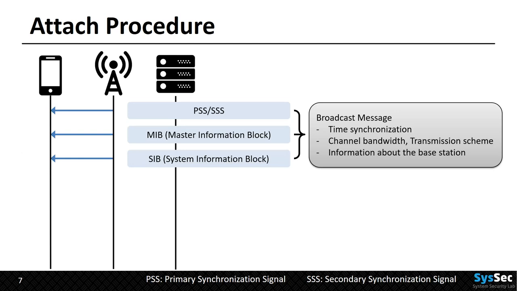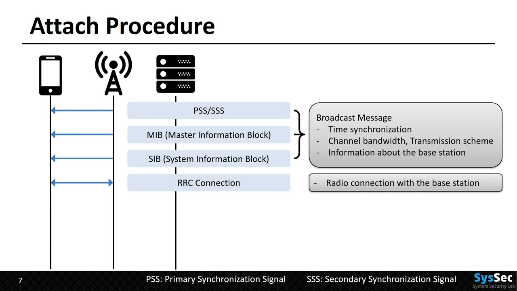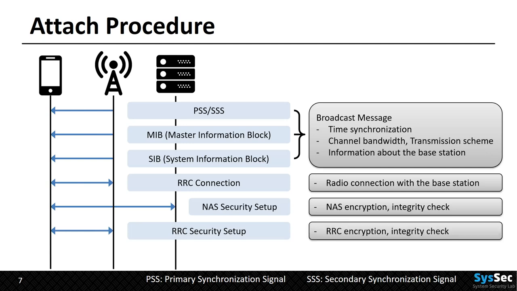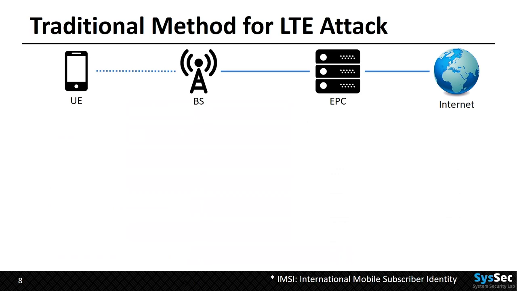All three are broadcast messages sent by the base station. They are used to match time synchronization, to know the bandwidth or transmission scheme, and to know information about the base station. After the broadcast messages, the UE establishes a radio connection with the base station. This process is done using RRC protocol messages, after which the UE proceeds with the setup for the NAS protocol. Through this process, the UE and the core network share the key and algorithm for encryption and integrity check. The security setup process is also performed between the UE and the base station. After this series of procedures, the UE can attach successfully and use the LTE service.